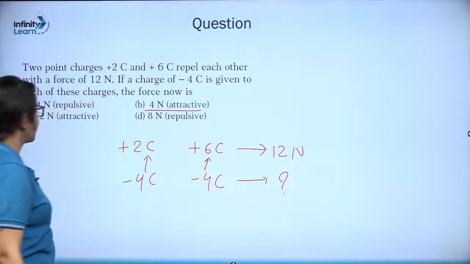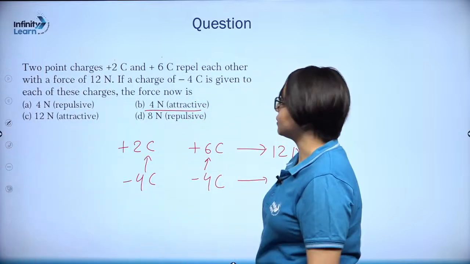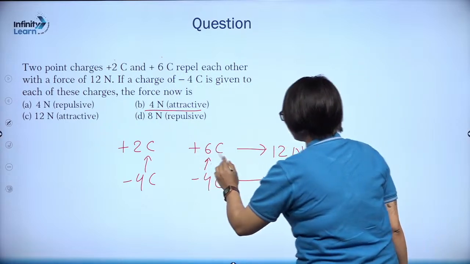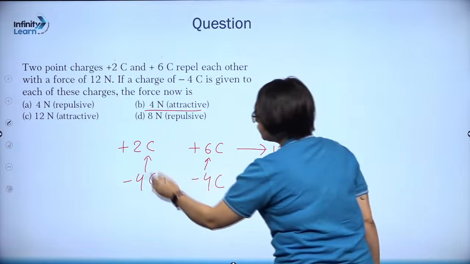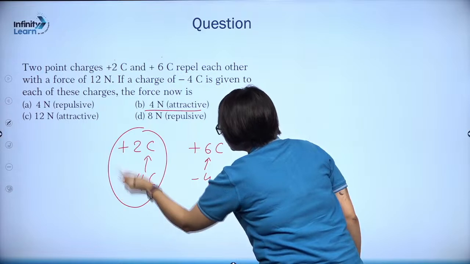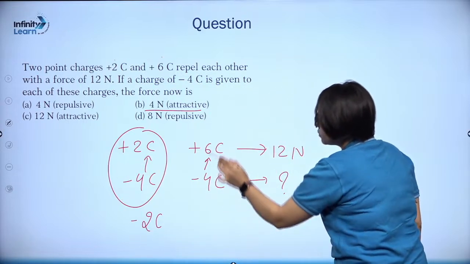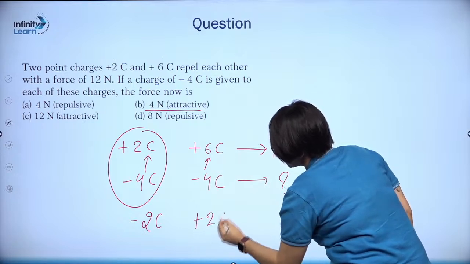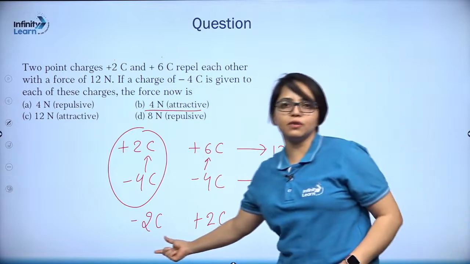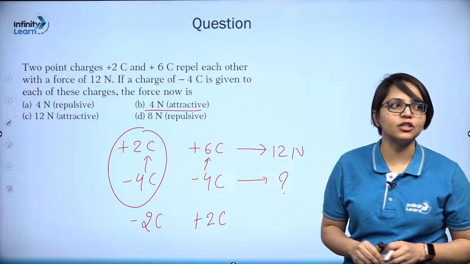Okay, let's see. If you look at this carefully, there are only 2 possible options, right? Initially the force is repulsive. Once you give -4 coulomb to each charge, the net charges will be -4 + 2 = -2 coulomb, and -4 + 6 = +2 coulomb. So these are unlike charges. Now the new force between these two will be attractive in nature, right? Because unlike charges. Well done Teja, well done.